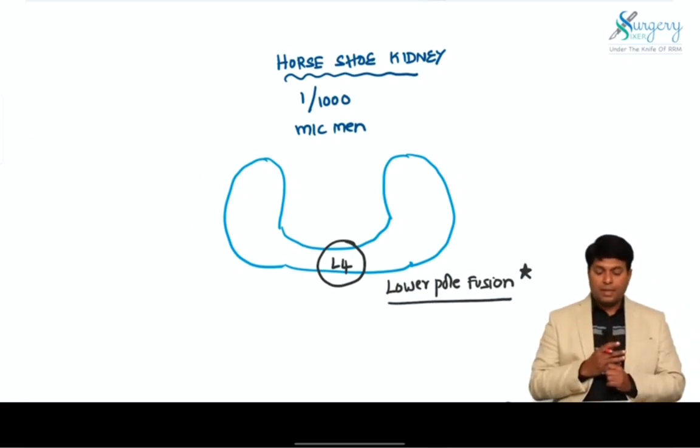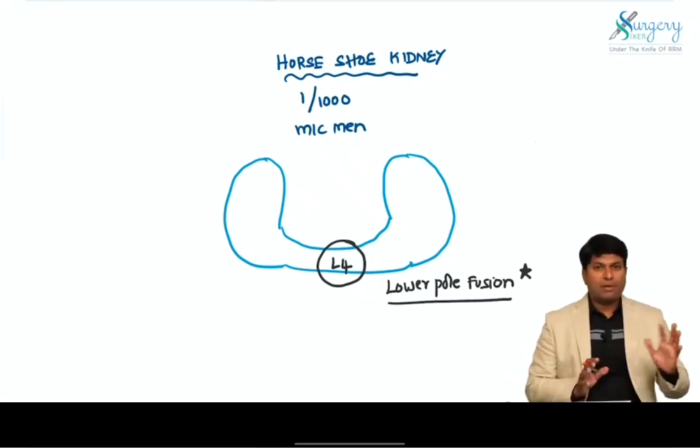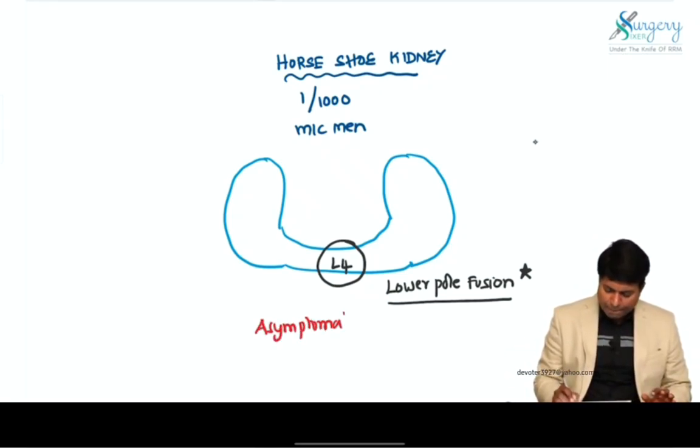Okay, L4 vertebra. Now, what presentation may these patients come with? Usually they live asymptomatically. I have at least 4 or 5 patients in my clinic regularly coming for some other pathologies, but on ultrasound we found a horseshoe kidney. They are usually asymptomatic, nothing to worry about.